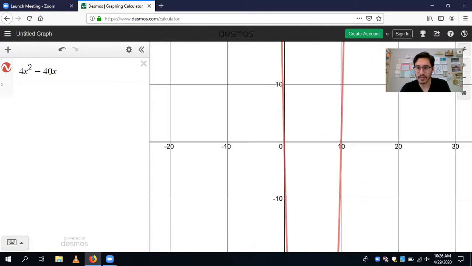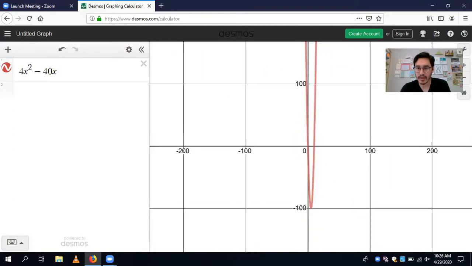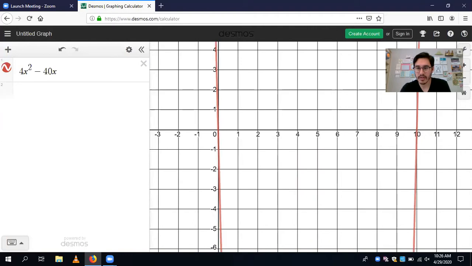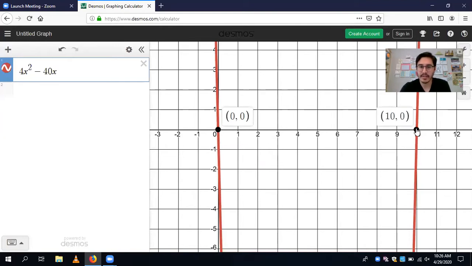Right, that produces a parabola. There's the vertex way down there. So let's zoom in and see where this parabola crosses the x-axis. It crosses at that point there and that point there. Look at the x-coordinates, 0 and 10, which were, I'm going to switch back again now, the two solutions that we found using algebra.